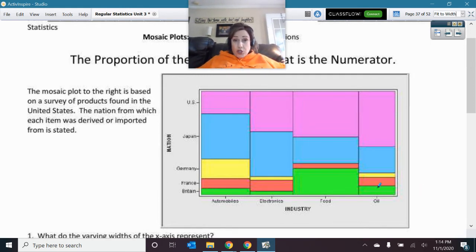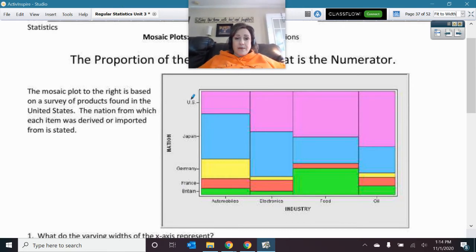Okay, so just before you get started writing out your interpretations here, remember that this x-axis is the proportion of the total surveyed. Okay, so it's out of the total surveyed. So that's your marginal distribution. Proportion of the total that are the automobiles, electronics, food, and oil.